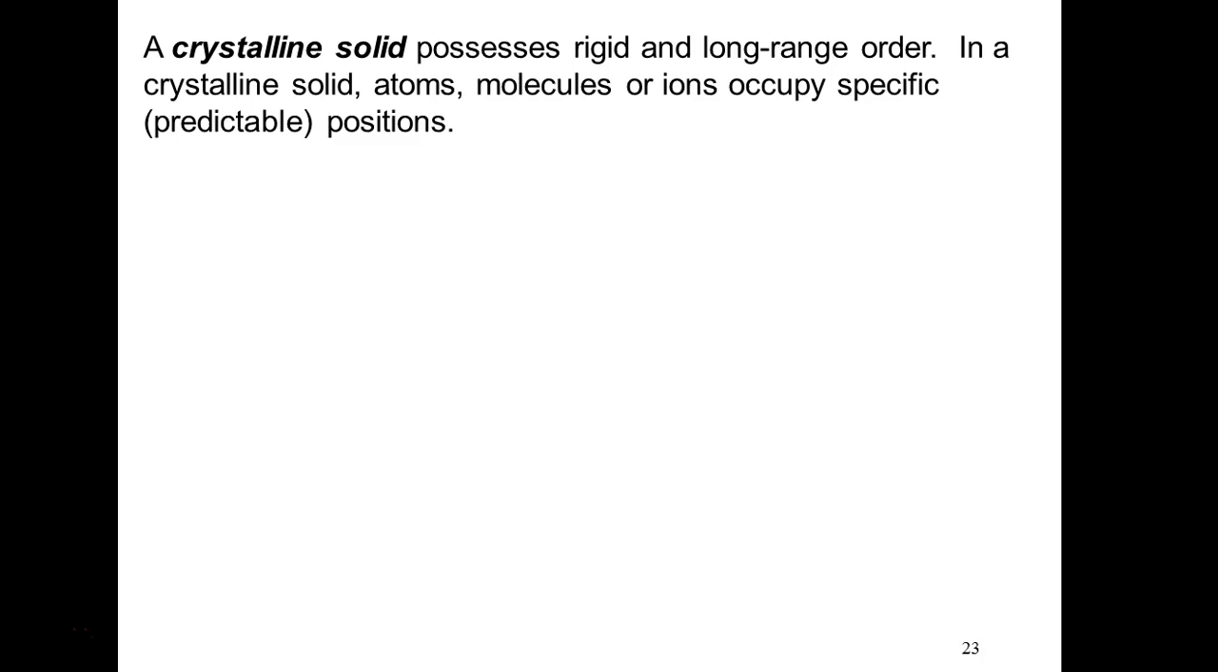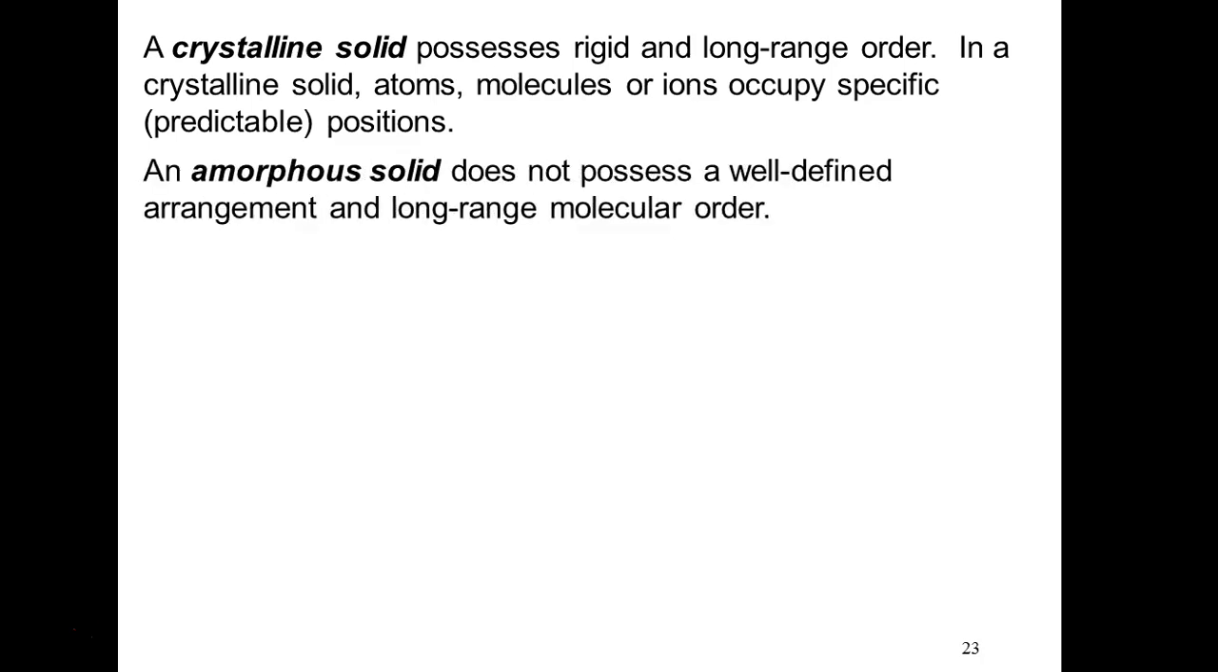large number of times. In a crystalline solid, atoms, molecules, and ions occupy specific positions. And those positions are very predictable because we know exactly where they are. It's very ordered. An amorphous solid is the opposite. It does not possess well-defined arrangements or long-range molecular order. You don't have these repeating predictable units like you have in a crystalline solid.